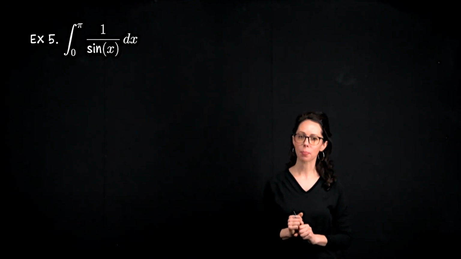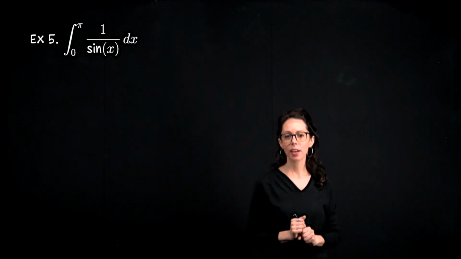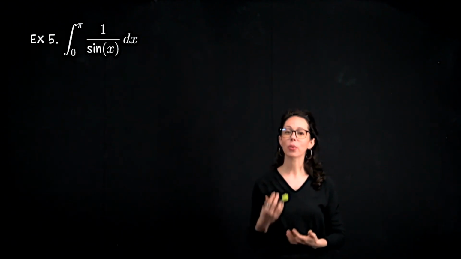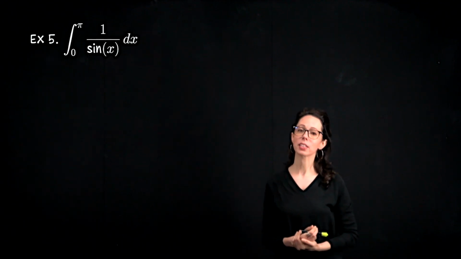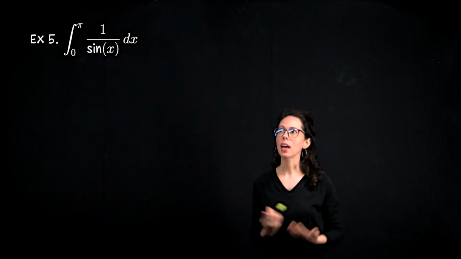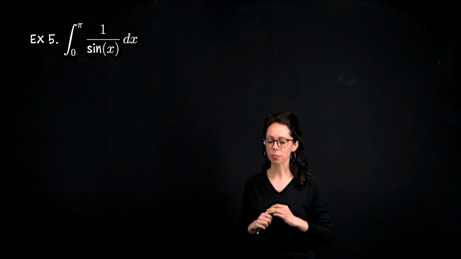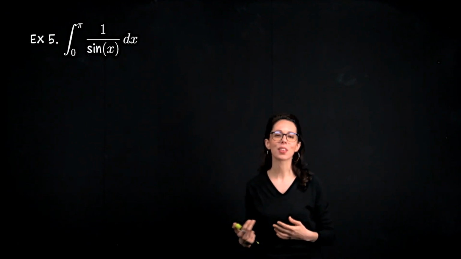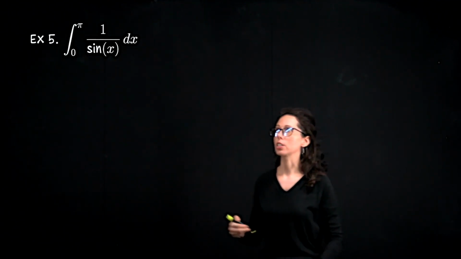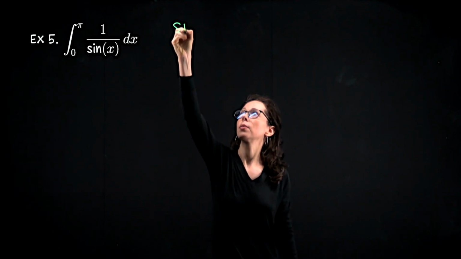Now let's look at an example that might be a little bit more advanced. So we would like to integrate or assess 1 over sine of x from 0 to pi. Sine of 0 is 0. So I'm going to just start making some notes here about the sine function so that we can try to understand 1 over the sine function. So sine of 0 is 0.